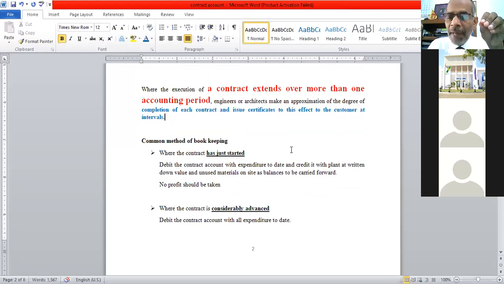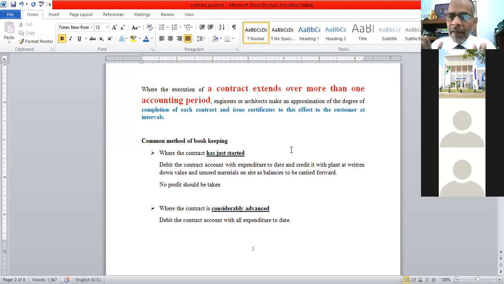Can you compare the contract price with the cost incurred up to now? Can you compare? Yes or no? Say for example, I will repeat it the other way around.